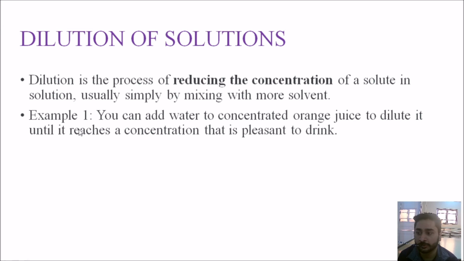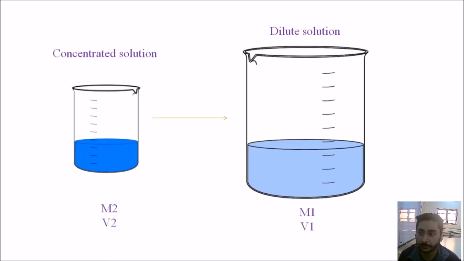Okay, so a very common example that I have put here is when you have an orange juice and you want to make it dilute, because orange juice itself is very sour and most of the people don't like it very sour. So what do you do? Actually, you add more water to it. Once you add water, it's going to make it dilute and then it's pleasant to drink.